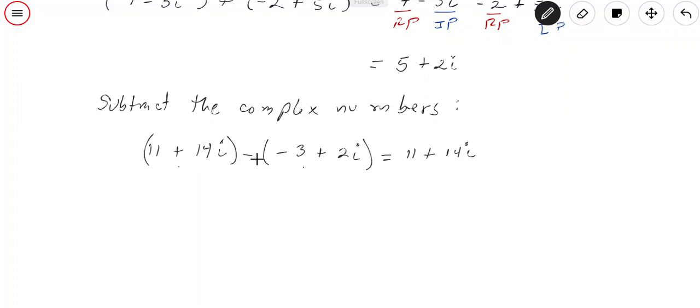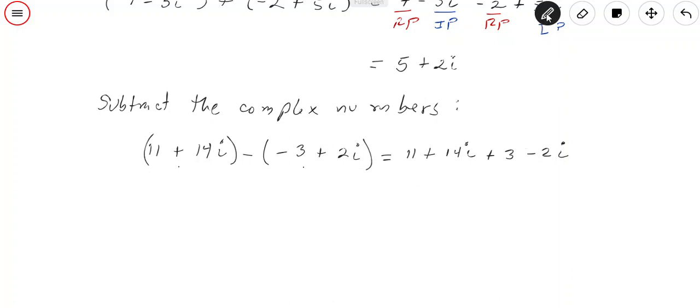And then I have this negative sign over here that is going to reverse the signs inside of the second parentheses. If I remove the parentheses, I'm going to say positive 3. And this positive turns into negative, so minus 2i. I had to reverse the signs inside because I had this negative sign. It's like you multiply negative 1 times negative 3, which is positive 3. Negative 1 times positive 2i is negative 2i.